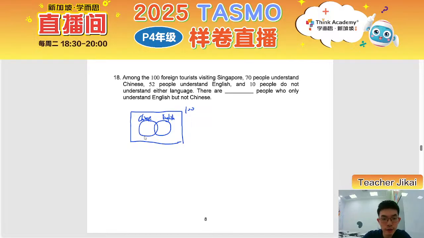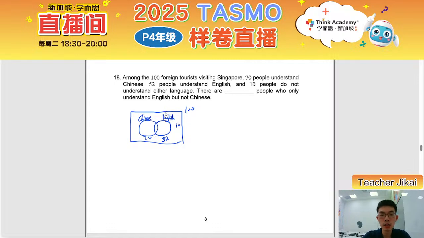And we know 70 understand Chinese. Right, I use another color here. Okay, I erase it. Okay, 70 is here, and we have 52 here. Right, and then we know 10 people do not know either of them.